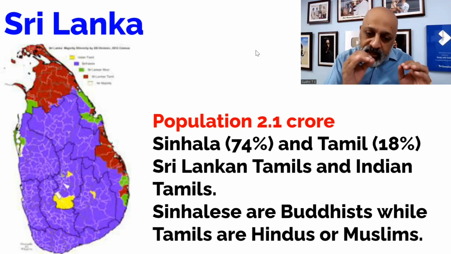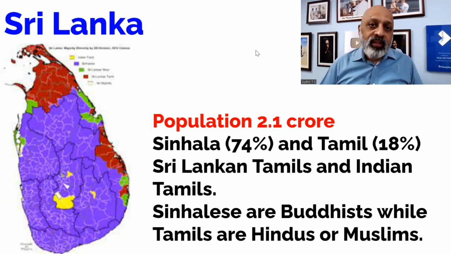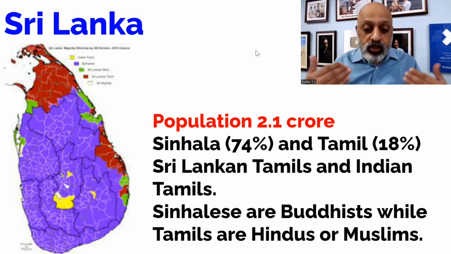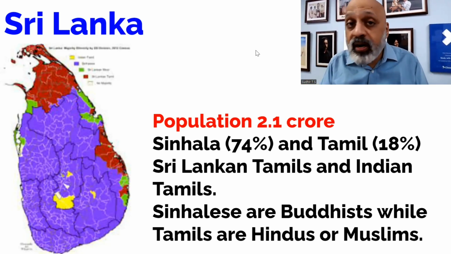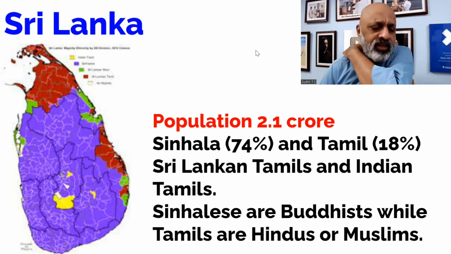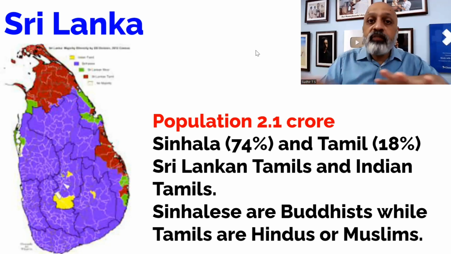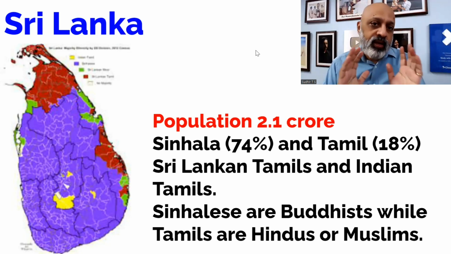Okay, the Sinhalese are largely Buddhists, while the Indian Tamils are essentially Hindus or Muslims. There are a few Christians who are both Sinhalese as well as Tamils. So that's the ethnic division as far as Sri Lanka is concerned.